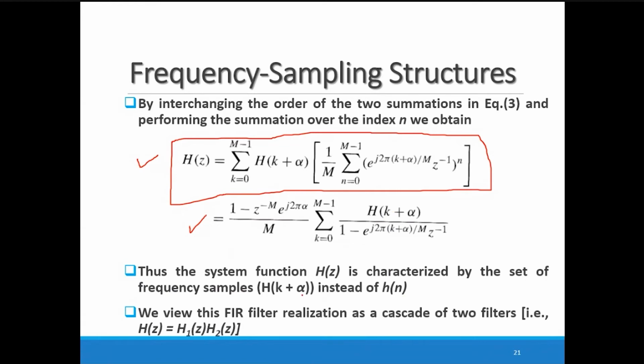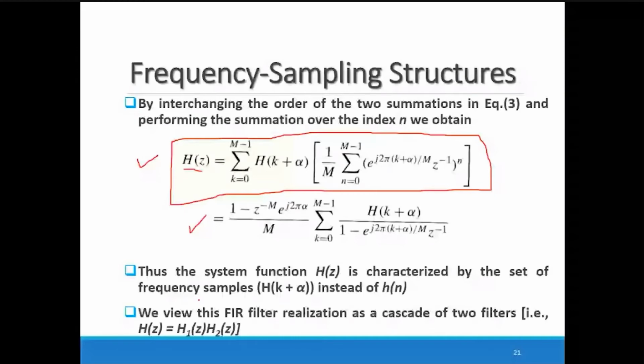In the previous case, h of z was characterized by h of n directly. But when you apply the value of h of n over here, whatever h of z we get is now characterized by the frequency samples h of k plus alpha. So this will depend on this h of k plus alpha value.